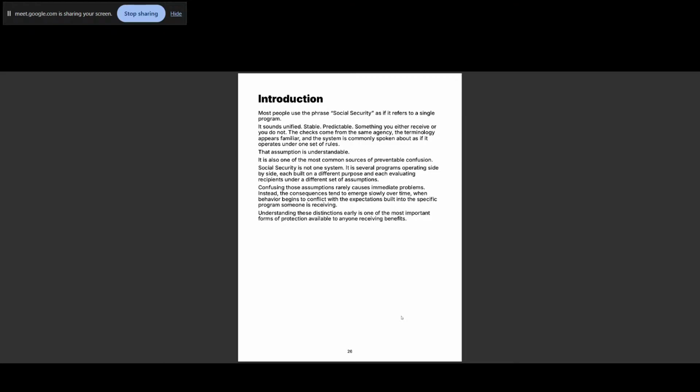Social Security is not one system. It is several programs operating side by side, each built on a different purpose and each evaluating recipients under a different set of assumptions. Confusing those assumptions rarely causes immediate problems. Instead, the consequences tend to emerge slowly over time, when behavior begins to conflict with the expectations built into the specific programs someone is receiving. Understanding these distinctions early is one of the most important forms of protection available to anyone receiving benefits.